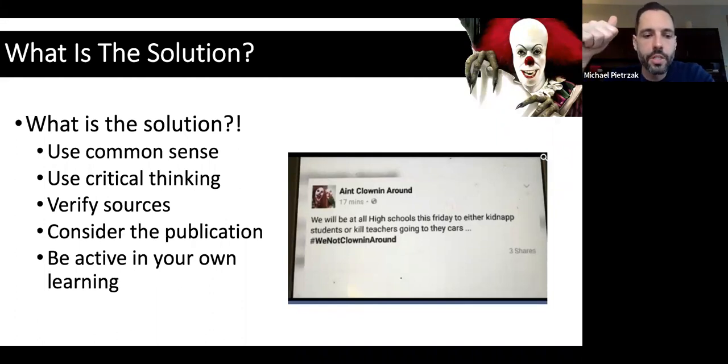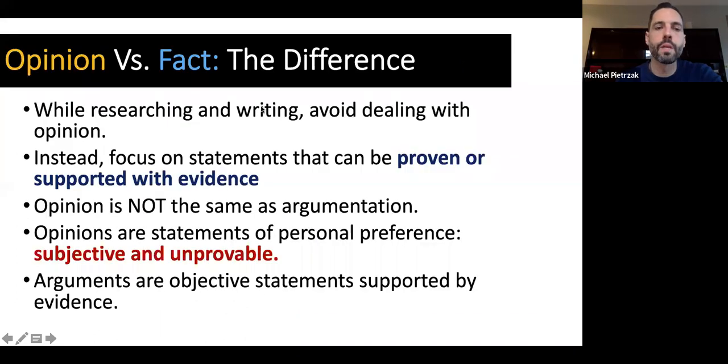So consider the publication, and then just be active in your own learning. Don't take whatever you hear as gospel. Don't even think that if something is written down in a book. I have family members, again, who say, well, it's written right here, it's in this book, right? And mind you, anyone can publish a book these days. Anybody. It doesn't have to be quality. They don't have to know what they're talking about. So be very critical about what you read and see.